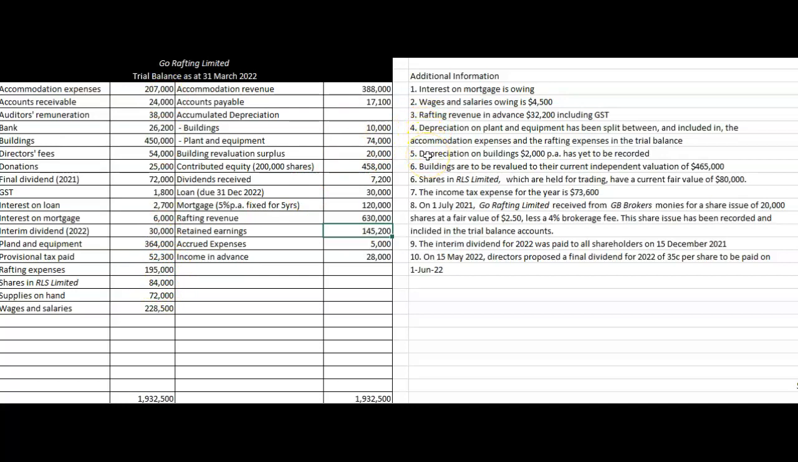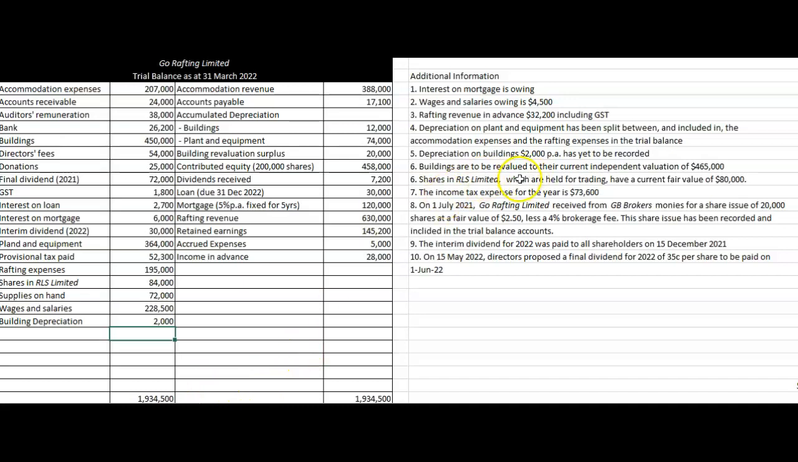Number 5, depreciation on buildings is 2,000. It hasn't been recorded, so we'll add those in. Building D, write it in on yours. Hope you can spell building better than I can. Well, still wrong. And we're going to put that on the credit side. Good. So we'll change that 10,000, cross out the 10,000 and write 12,000. Adding 2,000 to both sides. And rebalance.